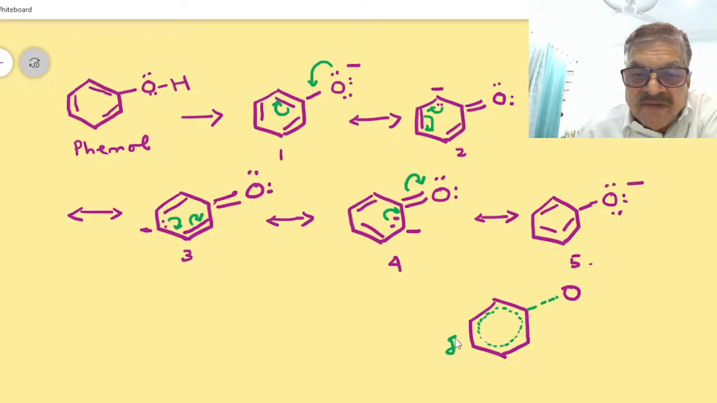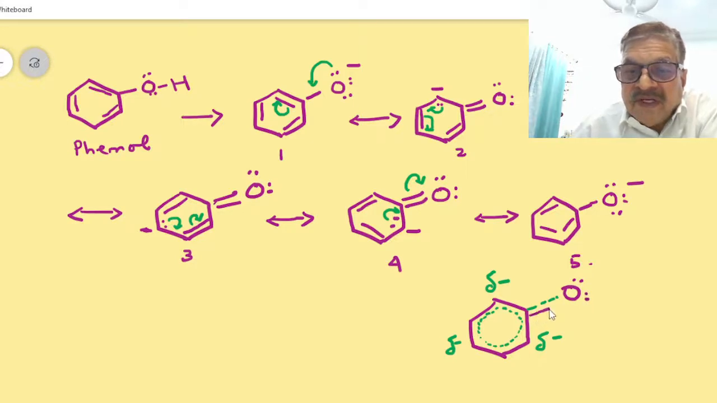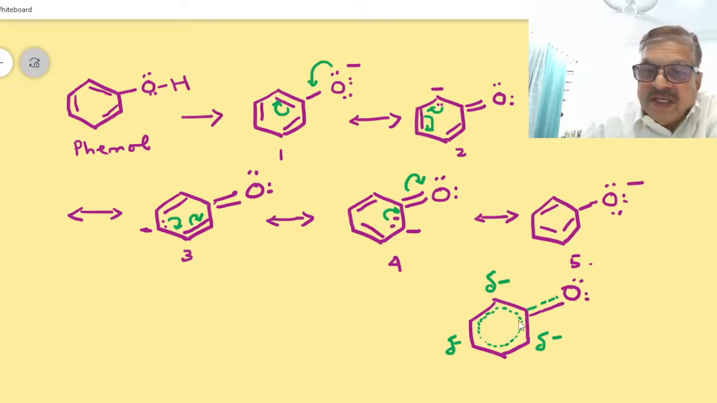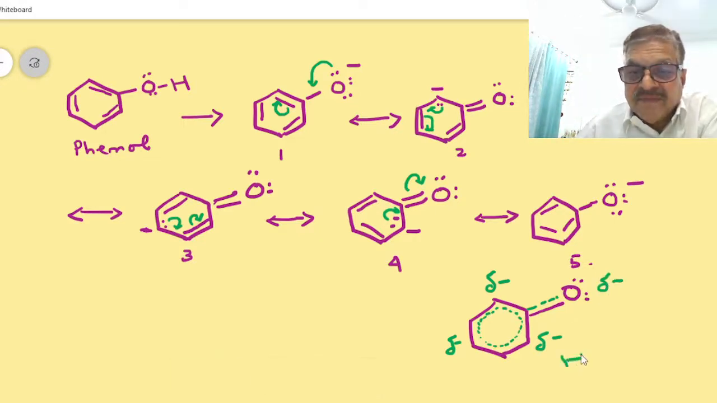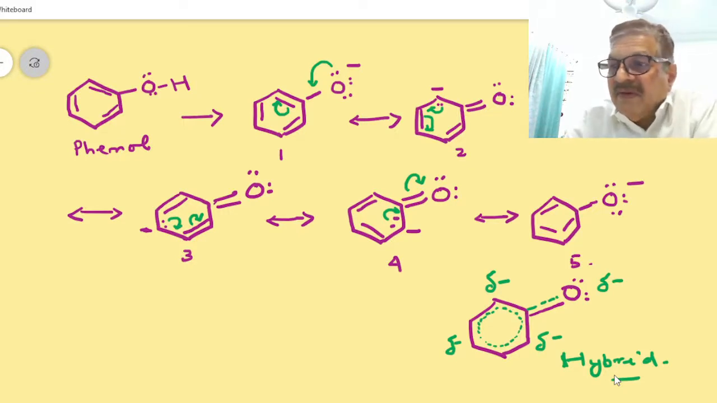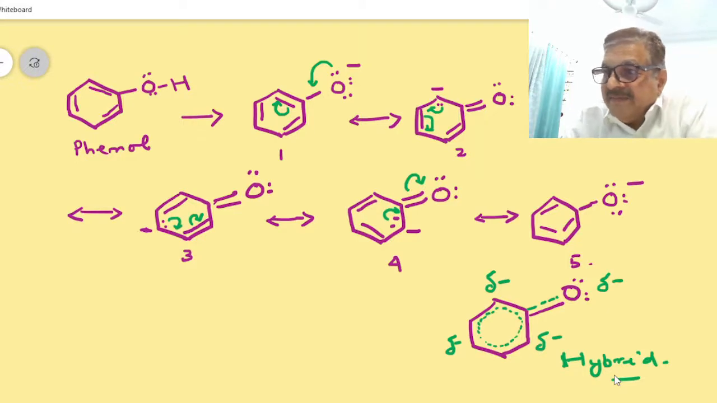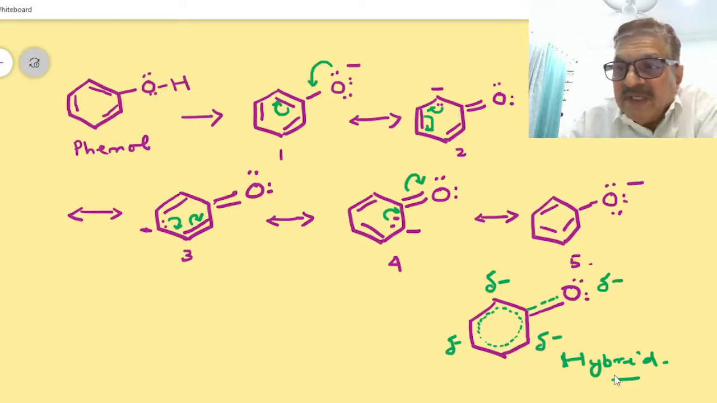There will be a partial negative charge here, here, and here, correct. Now in this oxygen, partial double bond character we can show here, correct. Therefore there will be a partial negative charge here also. So this is the hybrid of the phenoxide anion, correct. Therefore the stability of the phenoxide anion we'll have to see now. The hybrid will be resonance stabilized here.